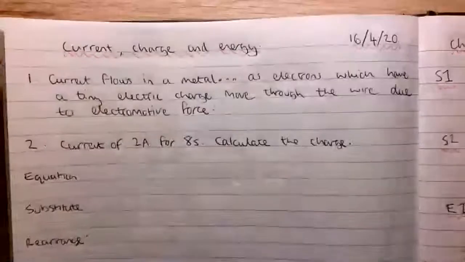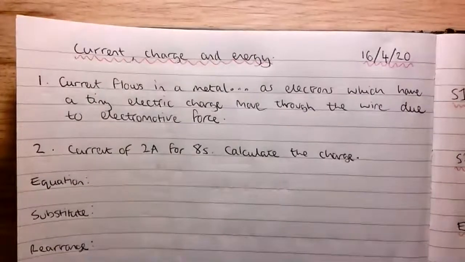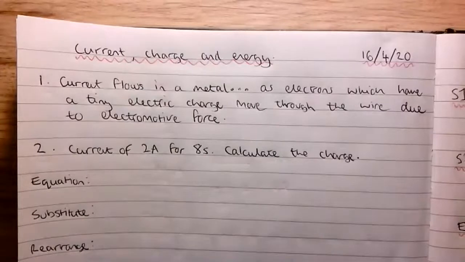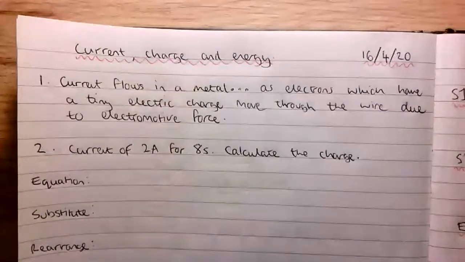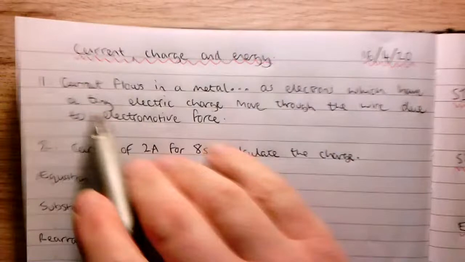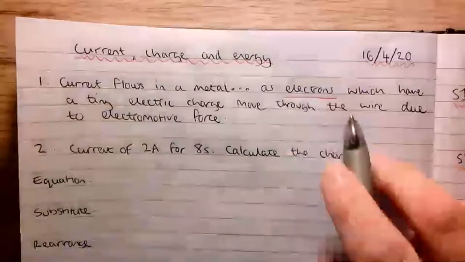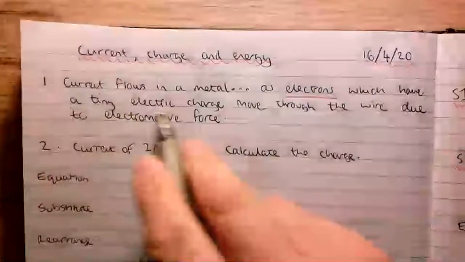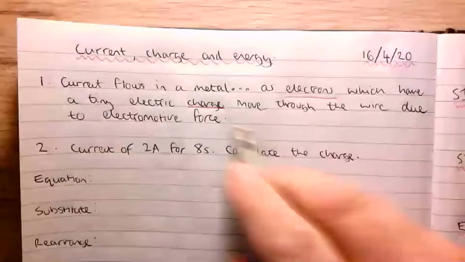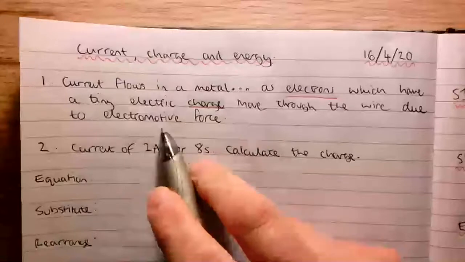So, thinking about the work that we've done today, first of all we're going to start off with question number 1, where we did a little bit of reading, and then we have to explain how current flows in a metal. Use the words electron and charge in your answer. So I've got: current flows in a metal as the electrons, which have a tiny electric charge, move through the wire due to, and this is something I mentioned yesterday, an electromotive force.